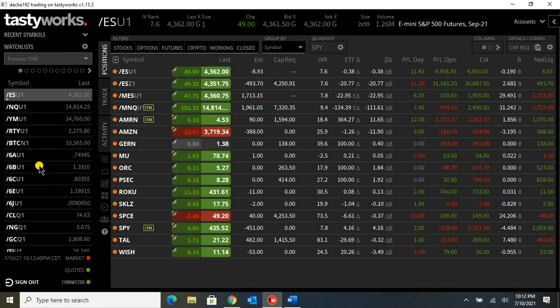You can tell that a symbol is a future product if it starts with a forward slash. You might also see futures represented without the forward slash and instead end with an underscore F. I think Yahoo Finance actually uses an equal sign F at the end. So for ES instead of forward slash ES, it would actually be ES underscore F or ES equals F. Those are a couple different ways that futures are represented.